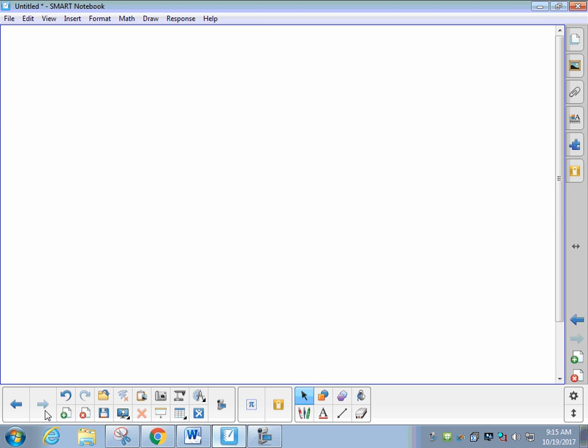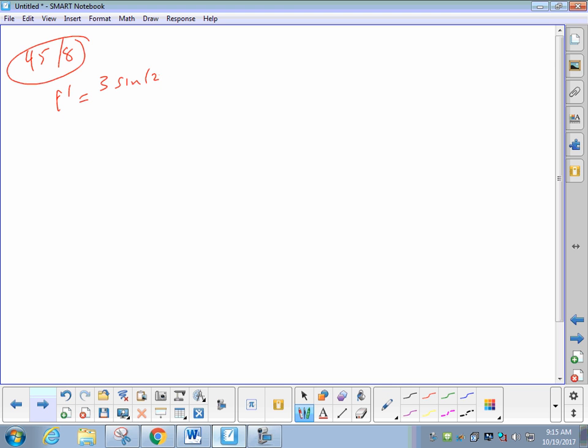Okay. 8 on the back, I suppose you could do with calculator or no calculator, but let's say we did it with calculator. You have f prime is 3 sine of 2x over x squared. How many critical values on the interval 0 to 10? Okay, that, by the way, is an interval, not a point. You with me?